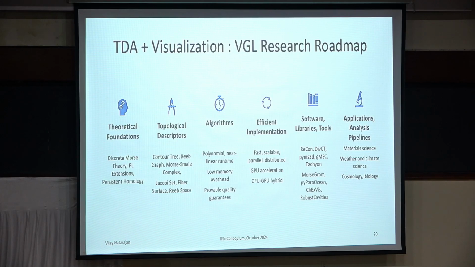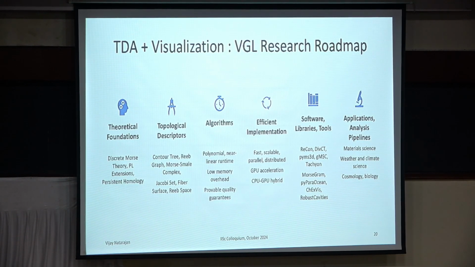So within our group, we take a holistic approach towards the use of topology or TDA in general, together with visualization. We have worked and have results on the theoretical foundations, looking at what are called PL extensions of the ideas from discrete Morse theory. Constructing some of these topological structures like that tree that I showed you. Some of the names that I'm going to talk about later are contour tree, Reeb graphs, Morse-Smale complex.